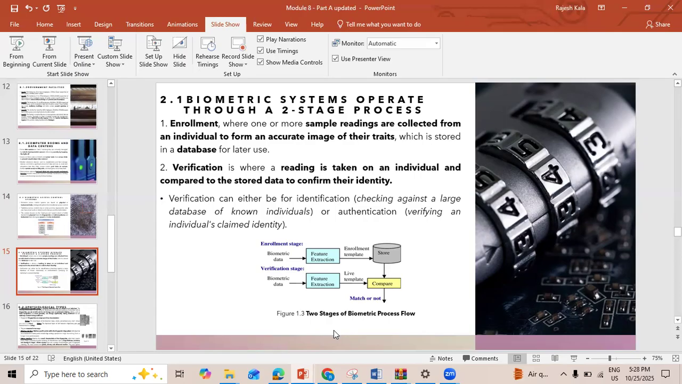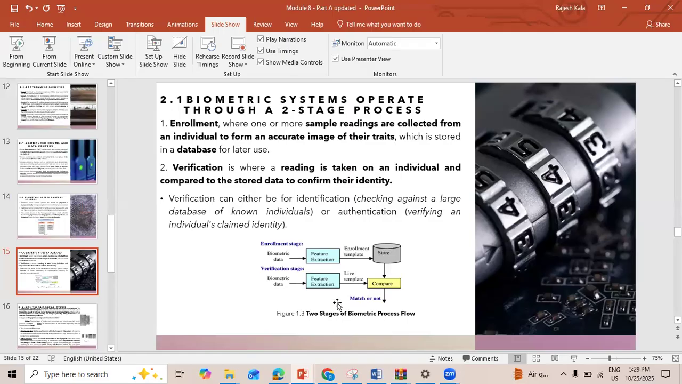Then they will extract the features from our face and store them in the database. Later on, after one week, once the database has enough recordings or pictures of your face, they will go for verification. Next time when I scan my face, what happens? In the verification process, they extract the features from my face and check whether there is any face record in the database similar to my face.